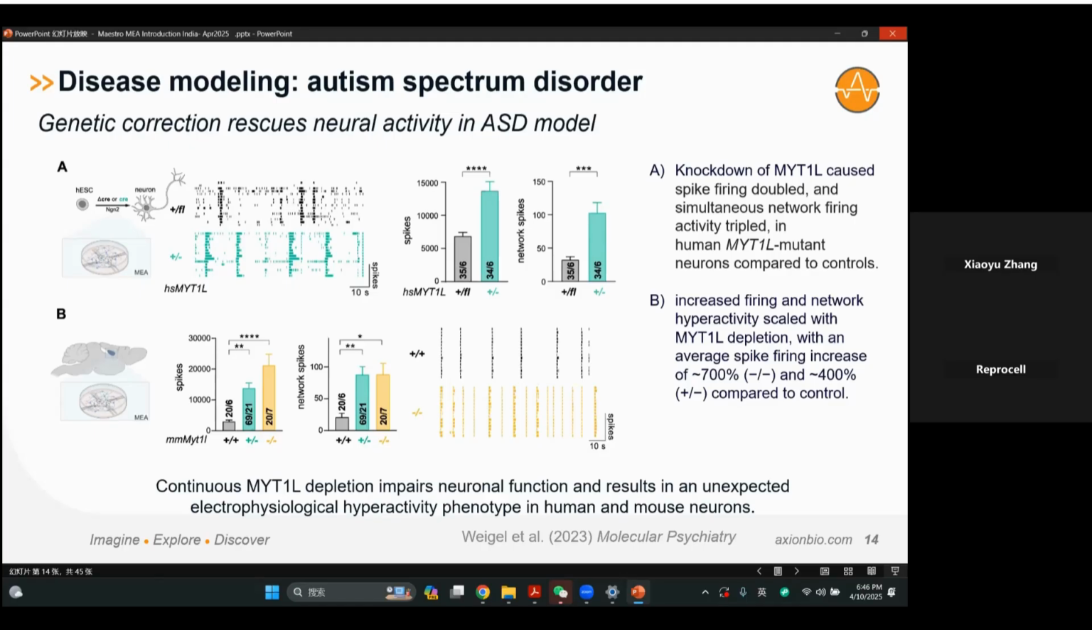And in figure B, using primary neurons from mice, they replicated the data from the human neurons. They found that the increased firing and network hyperactivity scaled with MYT1L depletion. So all this data demonstrates that continuous depletion of MYT1L impairs neural function and induces an unexpected electrical hyperactivity phenotype in both human and mouse neurons.